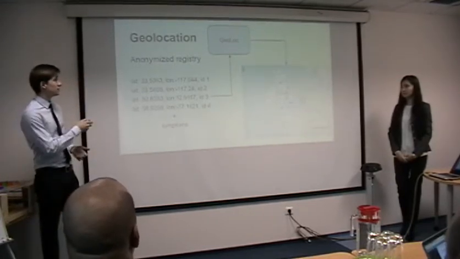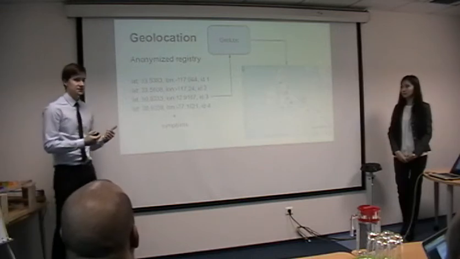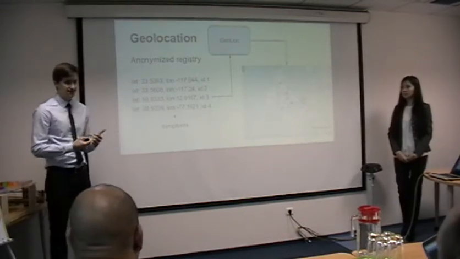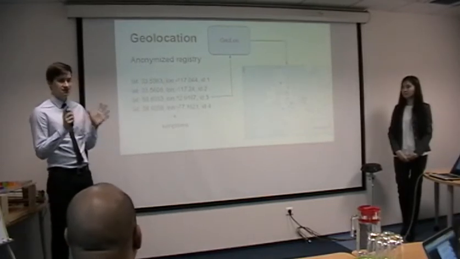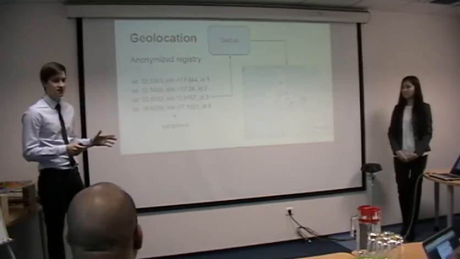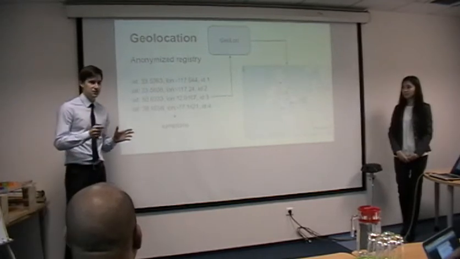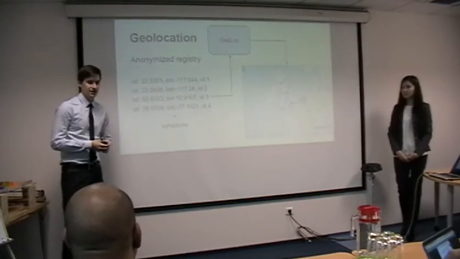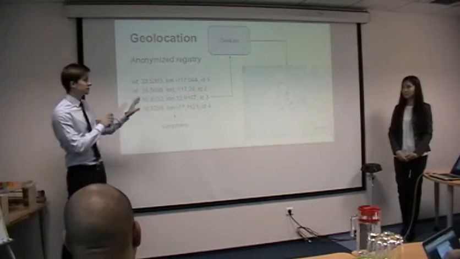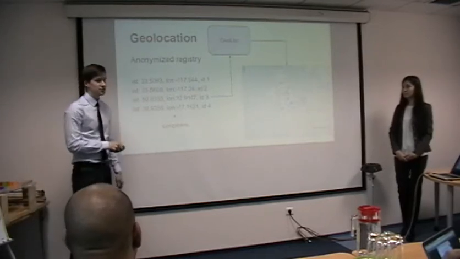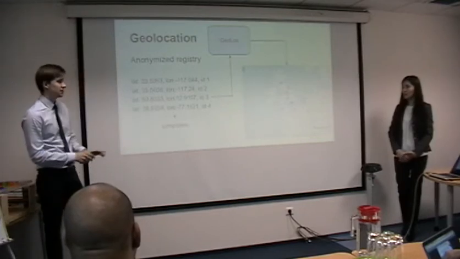Our model gets the data from users. It contains location information, personal identification number, and the collection of the symptoms. All data is anonymized, so we don't actually know what person has some disease. We just know this information. Then this information goes to this model, and on the output we have this map with visualized data.